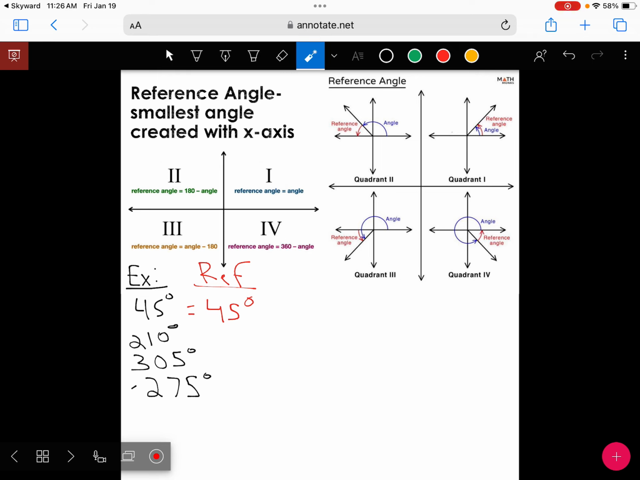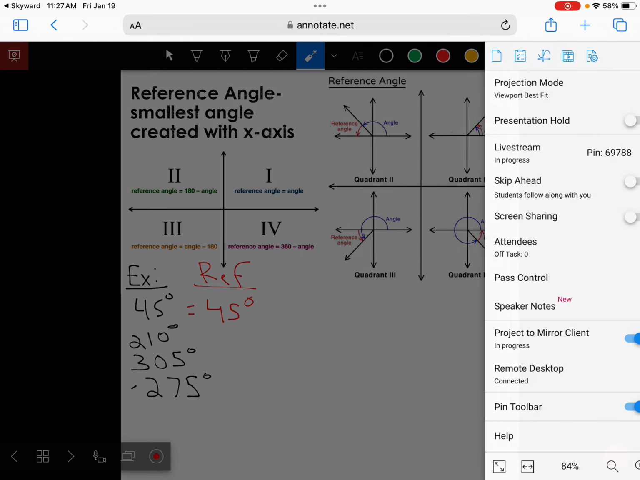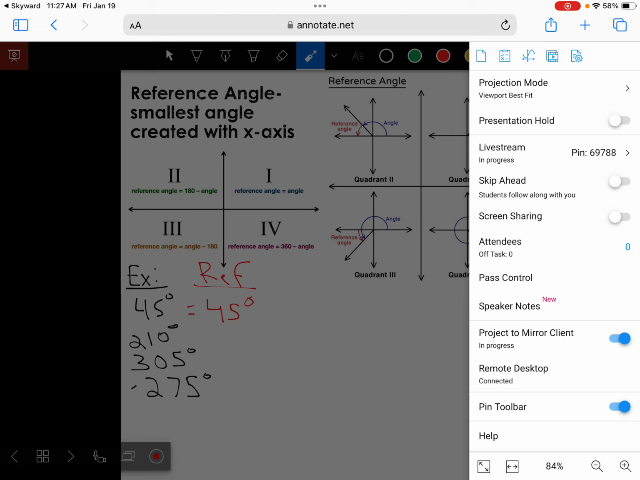So if you're trying to figure out what quadrant an angle's in, the best way to do it is kind of think, what is it between? So 210 is between 180 and 270. Okay, that puts it right in the third quadrant. So I'm going to give you guys a little bit of time. Try to use that third quadrant reference angle formula to compute the reference angle.